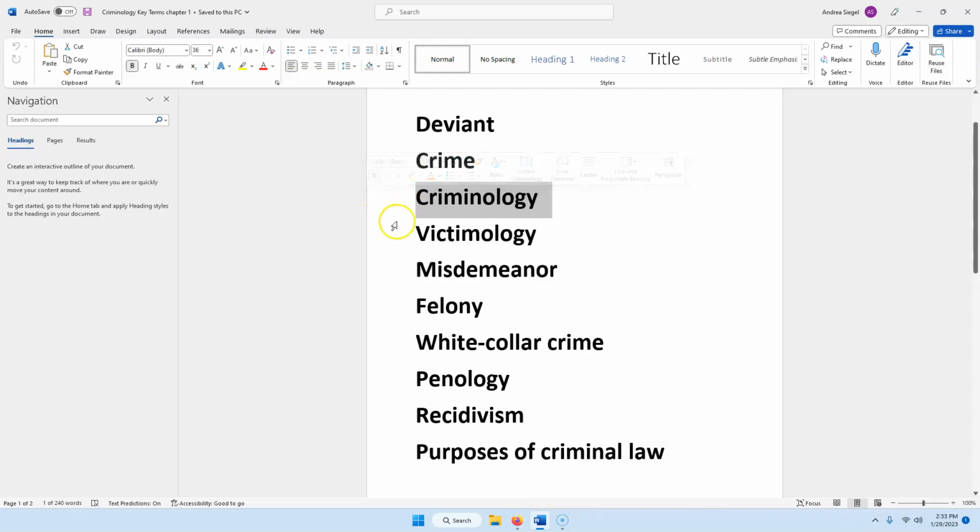Criminology is the scientific study of the nature, extent, cause, and control of criminal behavior. So that's what we are studying. Victimology, by contrast, is the study of a victim's role in criminal events.